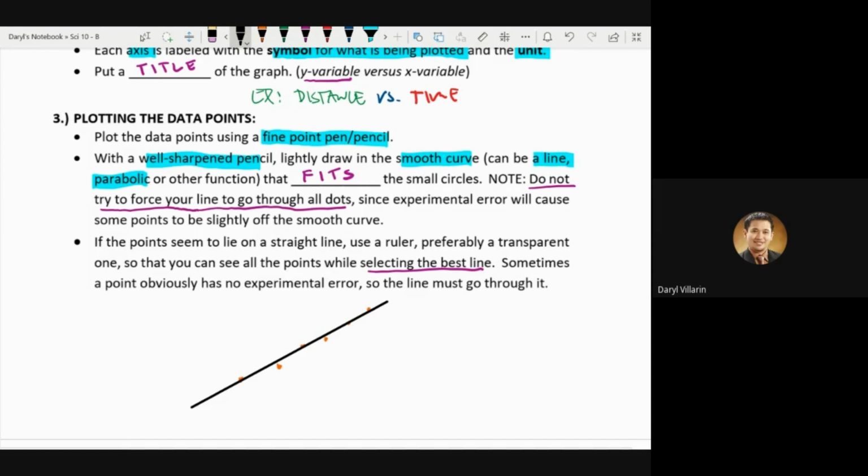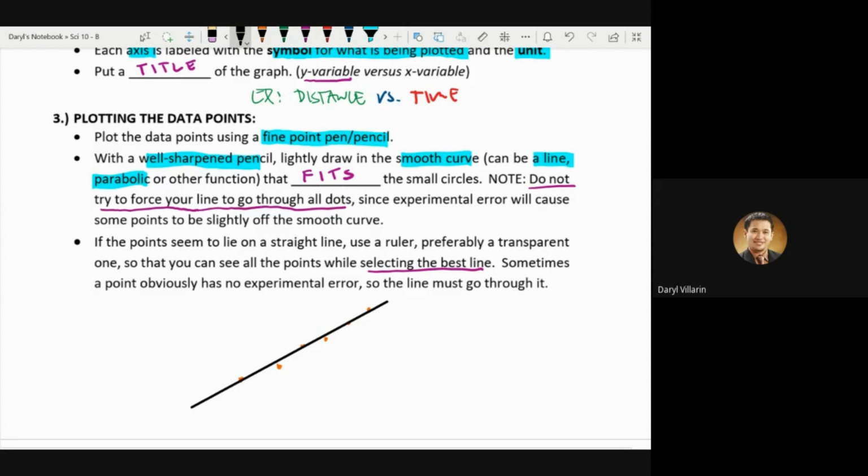Don't connect each of the data points. So it should just be the curve that generally fits the trend of the data points that you have.